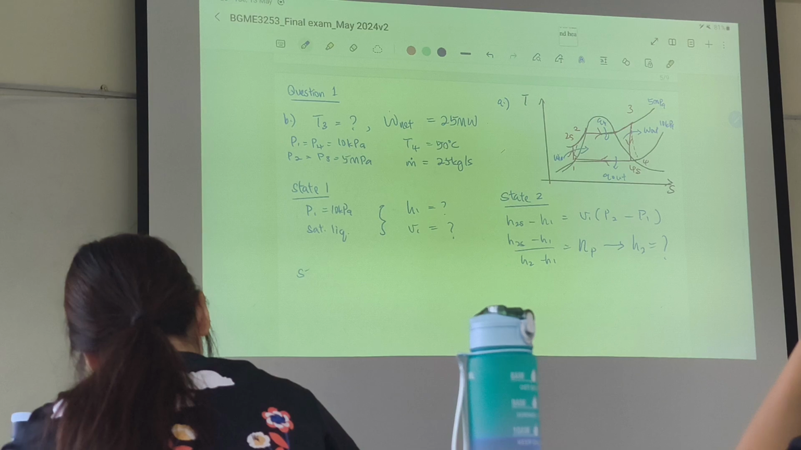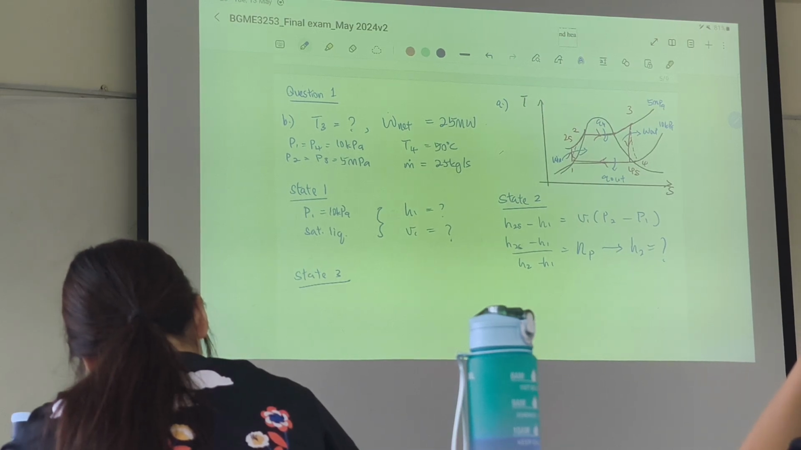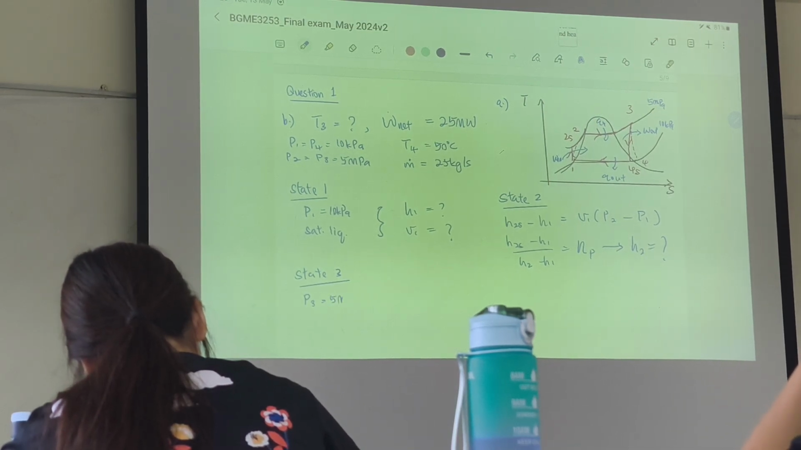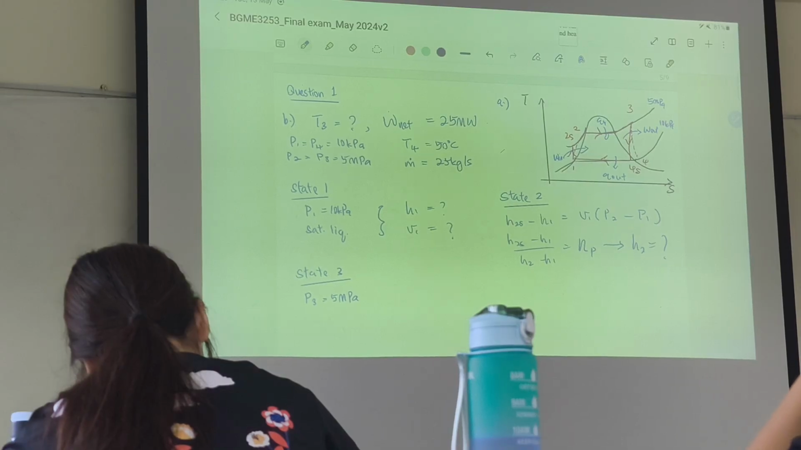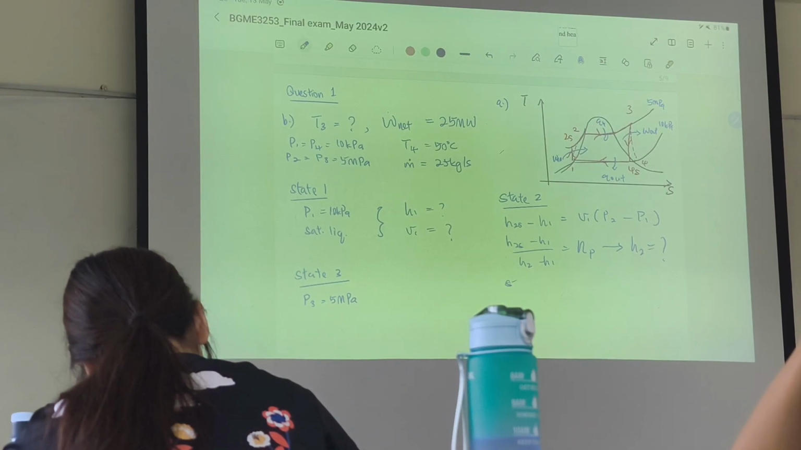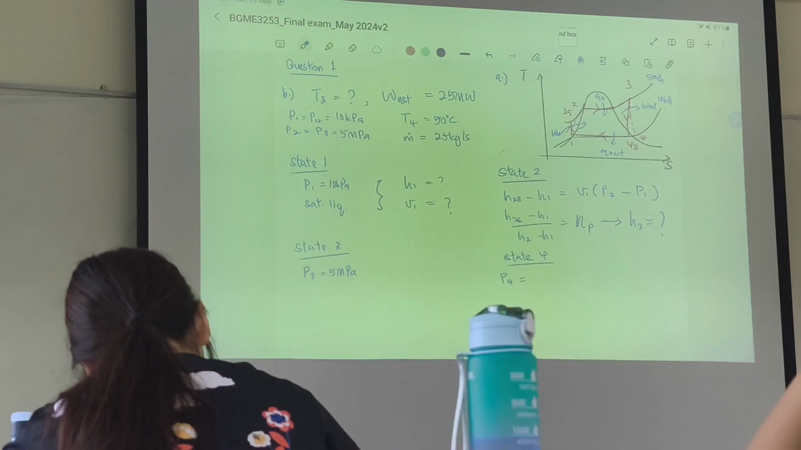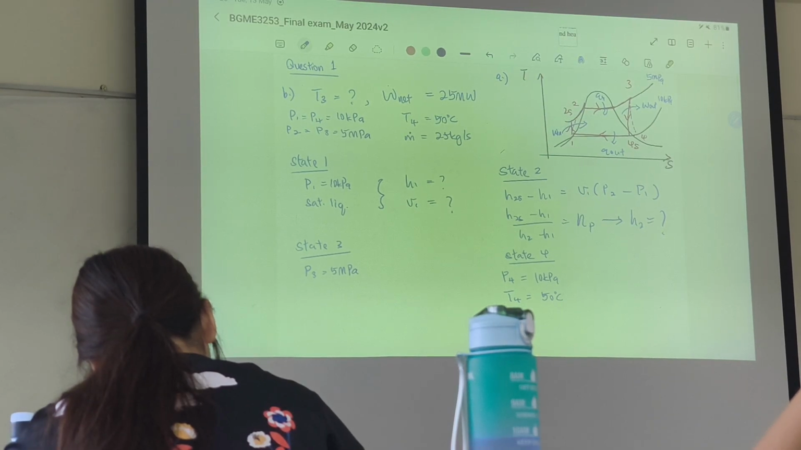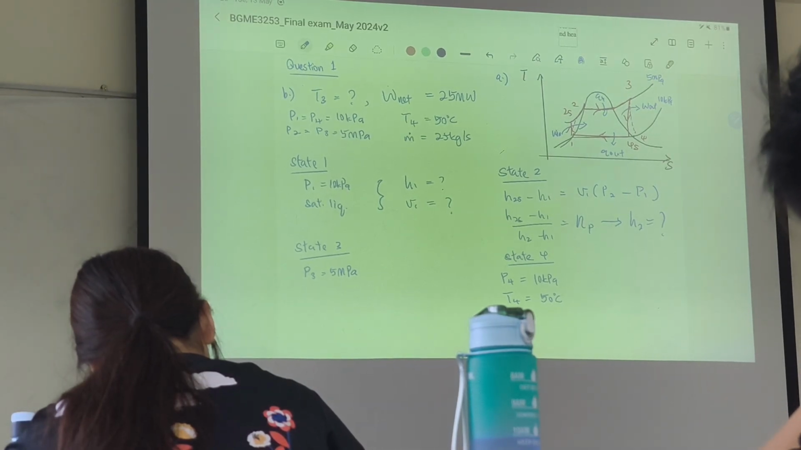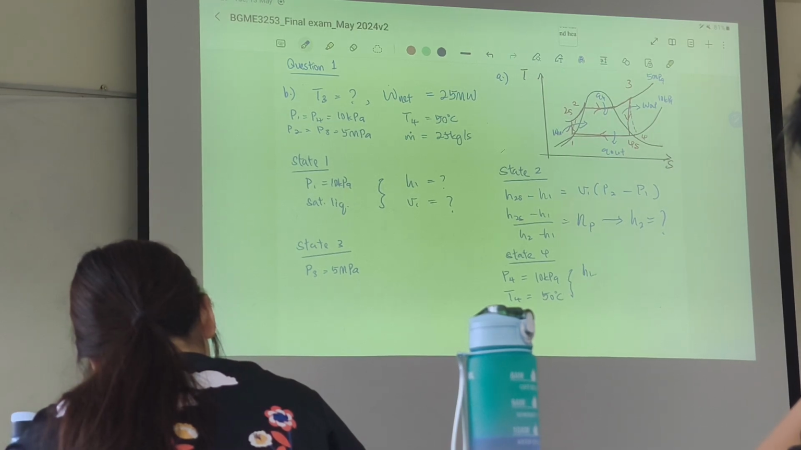So state 3, we only know P3 is 5 megapascal. So we don't have enough information here. So we can skip this first. Then we move on to state 4. So state 4, we have new information. We know P4 is 10 kilopascal. We know T4 is 50 degrees Celsius. So based on this, you can find h4.